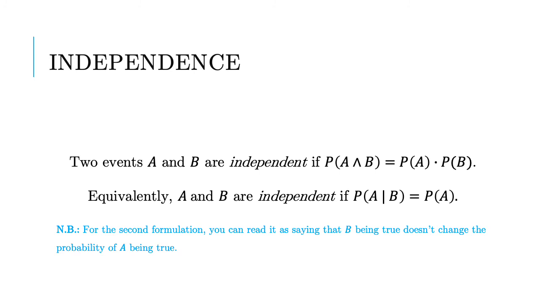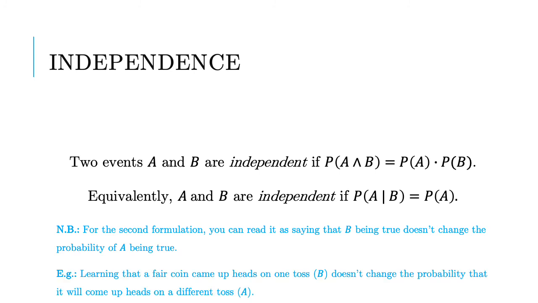For example, learning that a fair coin came up heads on the first toss doesn't change the probability that it will come up heads on a different toss. The probability of heads for a fair coin on one toss is independent of the probability of heads for that coin on another toss.